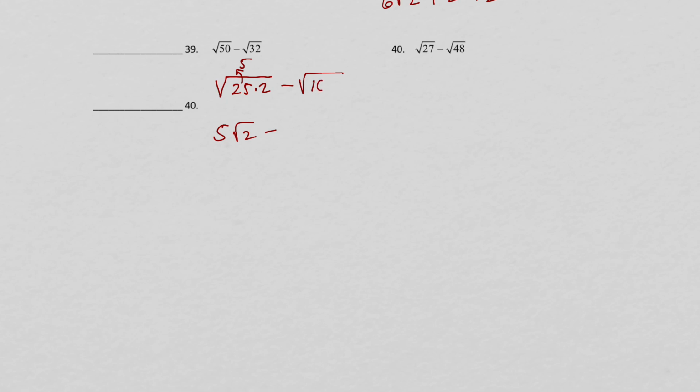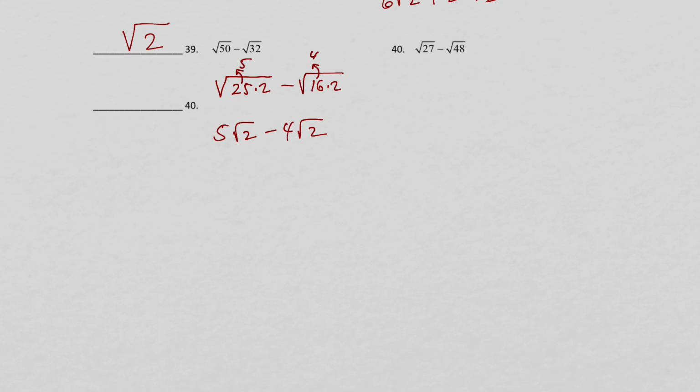32 is 16 times 2. And when we square root the 16, we get 4. So this is 4 root 2. Those are like terms. 5 minus 4 is 1, but you never write the 1. It's just root 2. And that's implied that this is a 1 root 2.